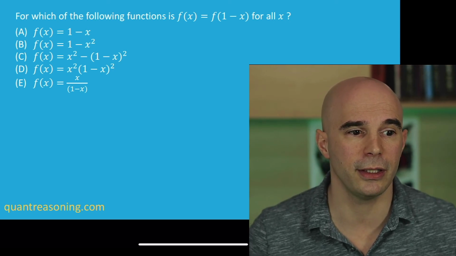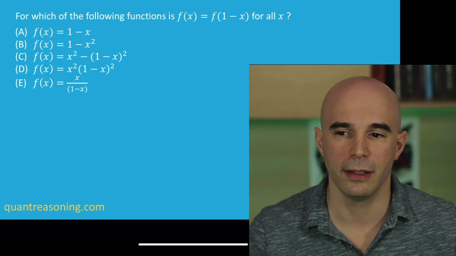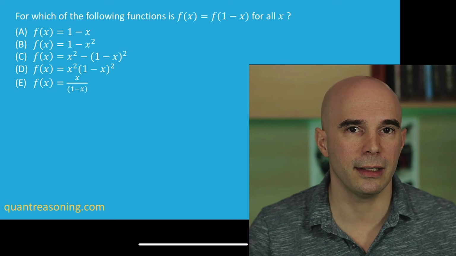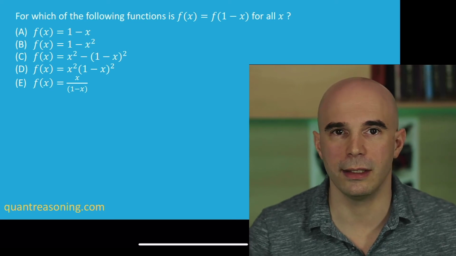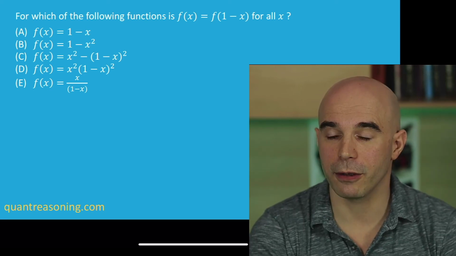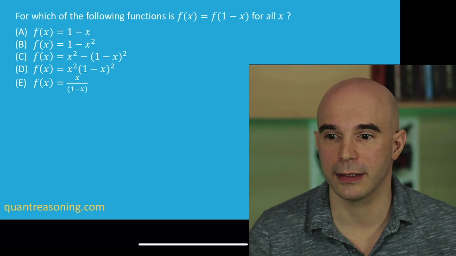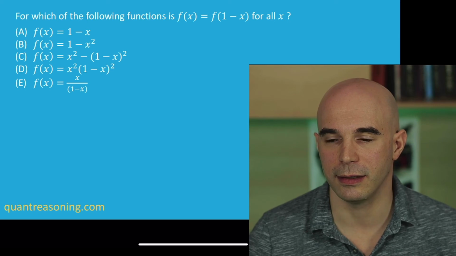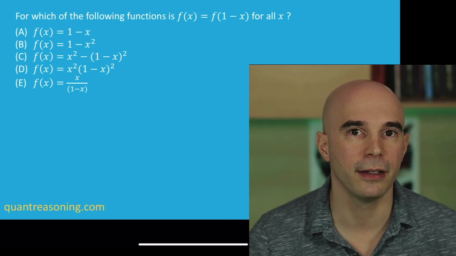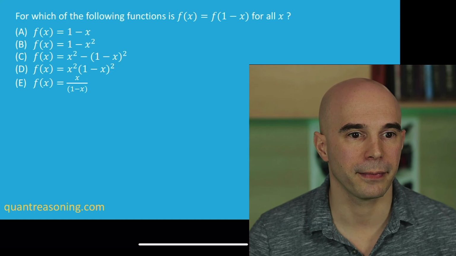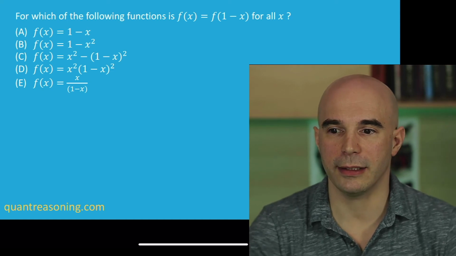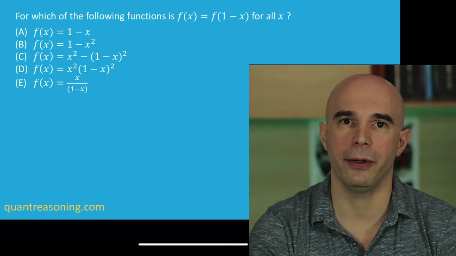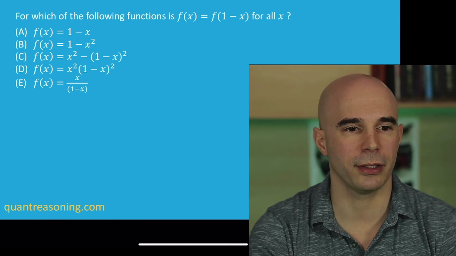Is there a function in these answer choices that says, hey, I'm going to spit out the same result when you send in x as when you send in 1 minus x? They're looking for a function that would work for all x, and Paulina observed that in answer choice E, it would actually be undefined for x equals 1. And that eliminates that answer choice. Well done.